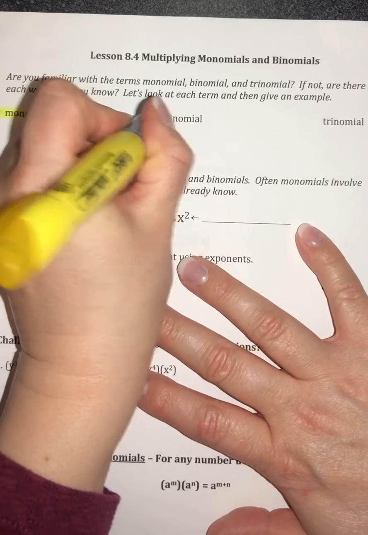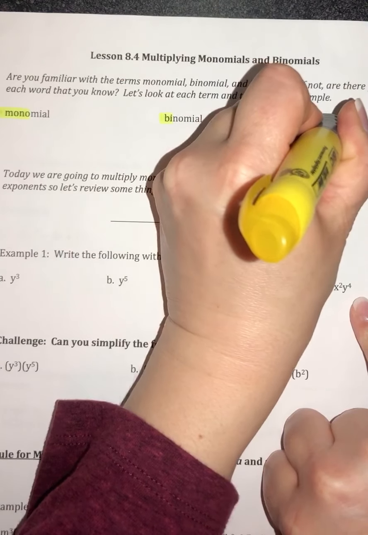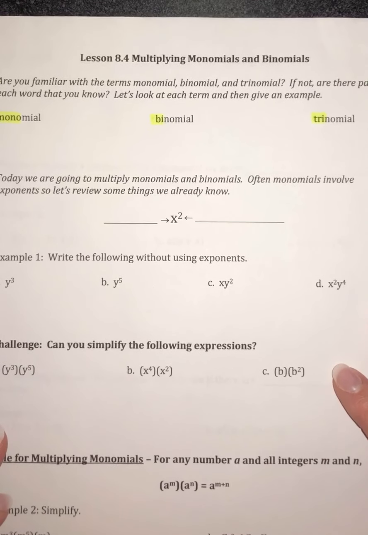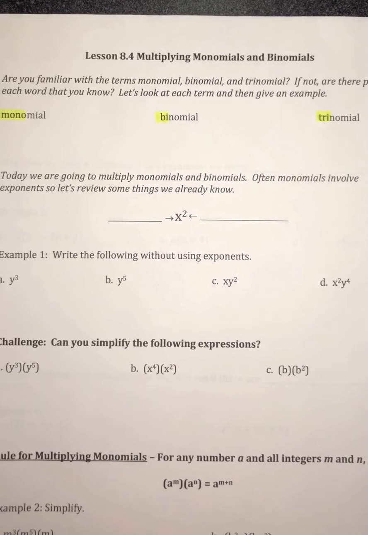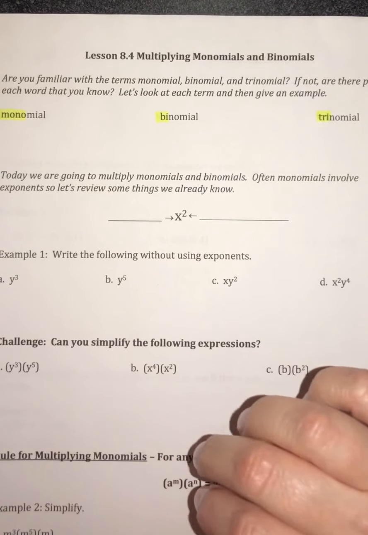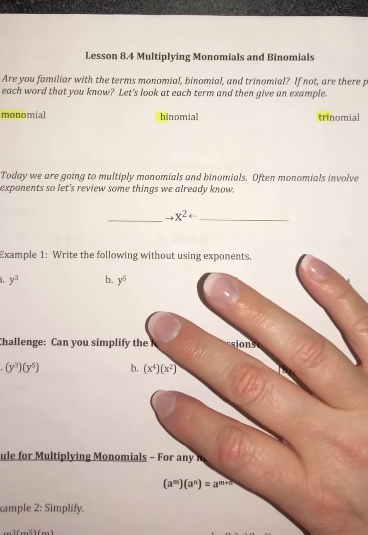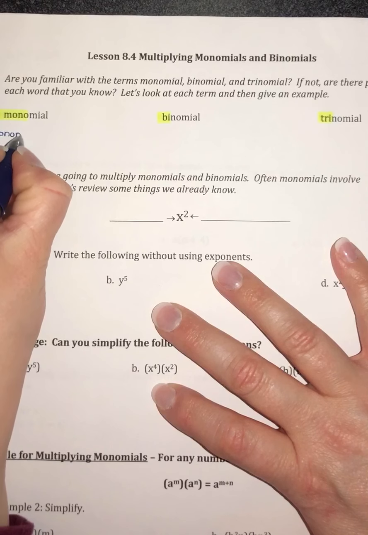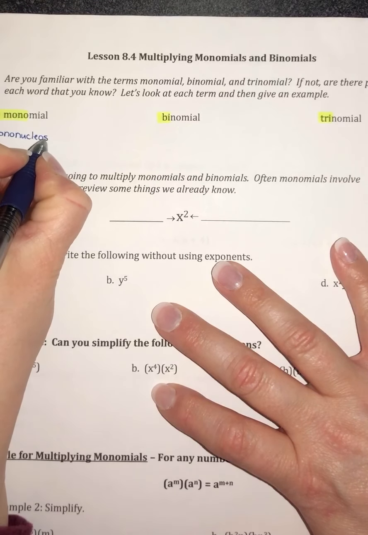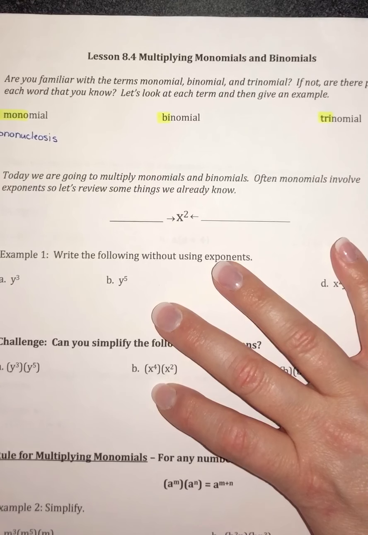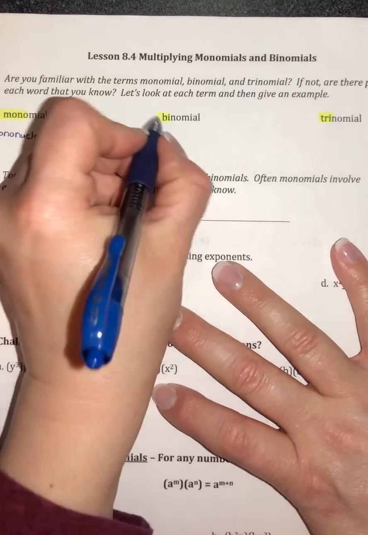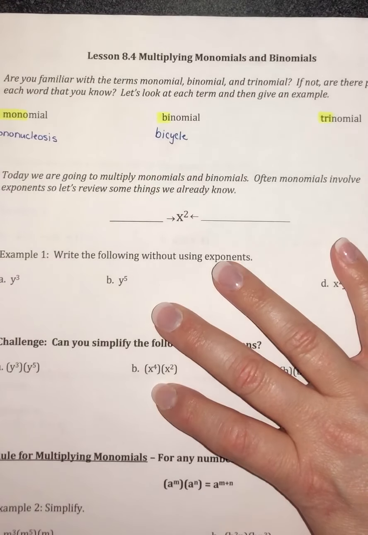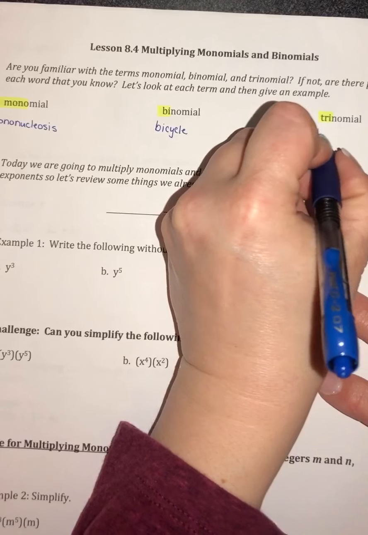Mono, binomial, trinomial. We have three prefixes here, and they each have a meaning. In fact, we see these words elsewhere. For example, monomial, mononucleosis. Somebody has mono, it comes up. Binomial, bicycle. Trinomial, triangle.